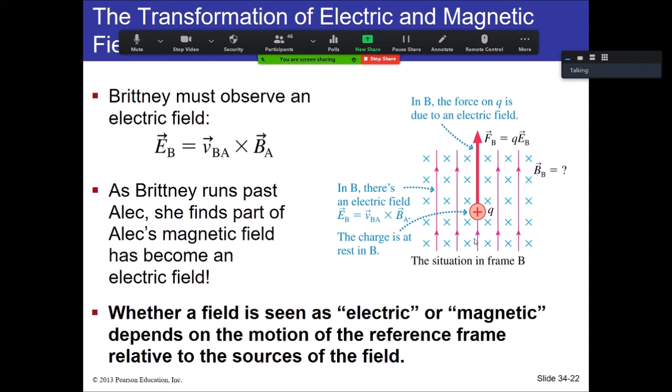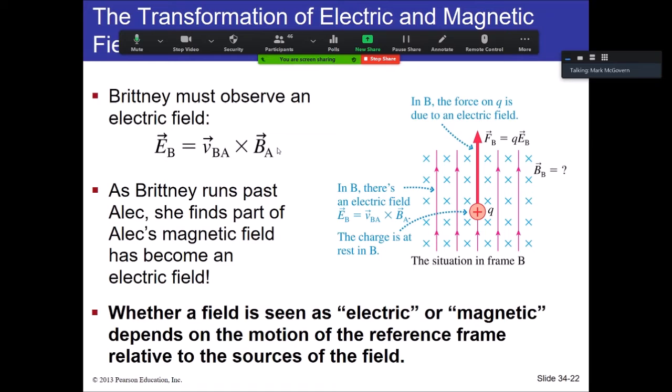So how do we get this? Well, if it's not a magnetic field, there's got to be an electric field. If there's not a magnetic force, there must be an electric force. The electric force must be upward, which means the electric field must be upward. And the electric field that must be observed here, because again, the forces are the same, is E has got to be V cross B.